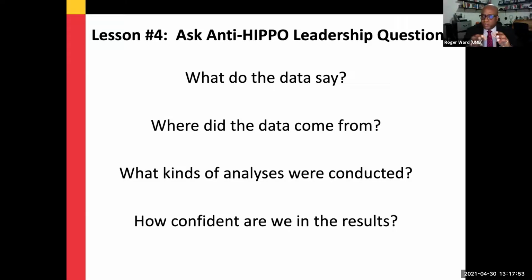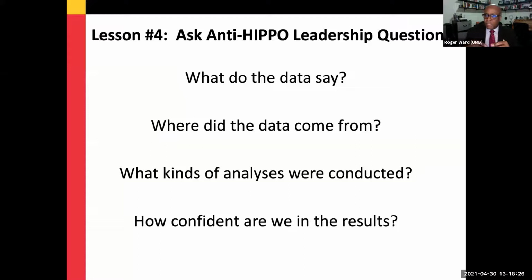Decision-making discretion, using best data, using intelligence, but then being held accountable by asking important questions. And that's the responsibility of the chief executive or a senior executive. What do the data say? Where did the data come from? What kind of analyses were conducted? How confident are we, or should we be, in the results?